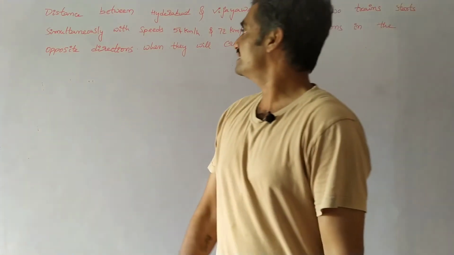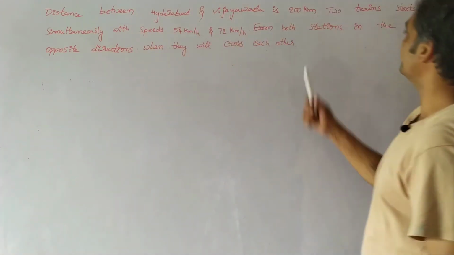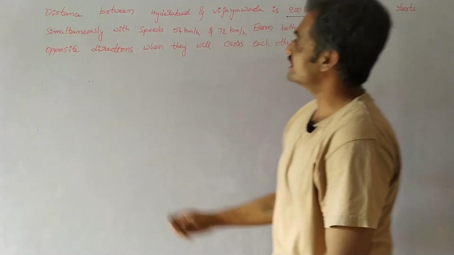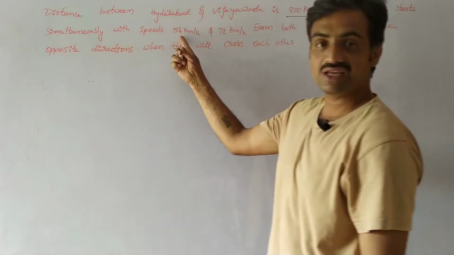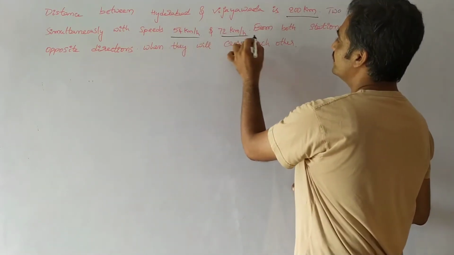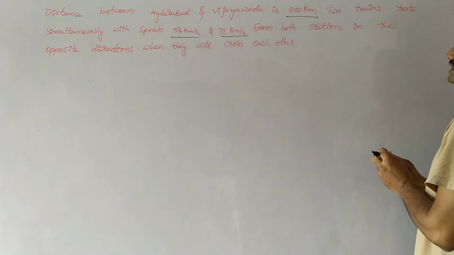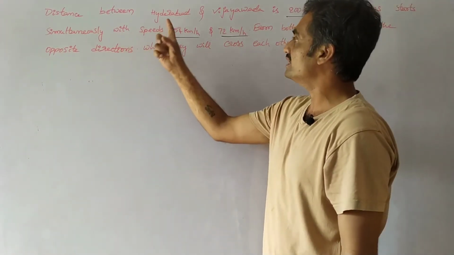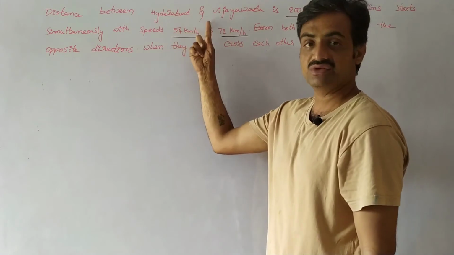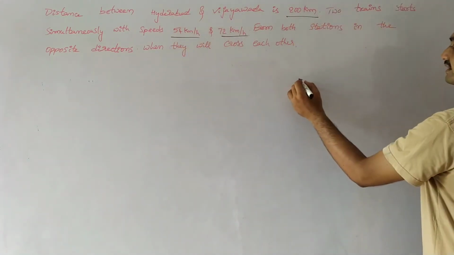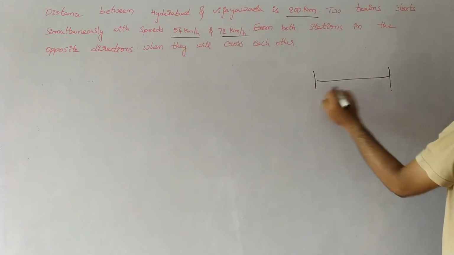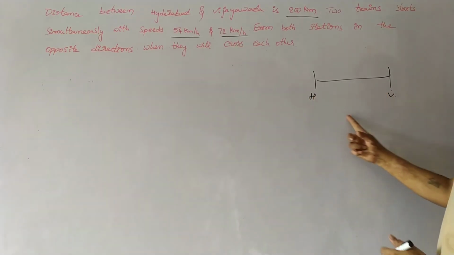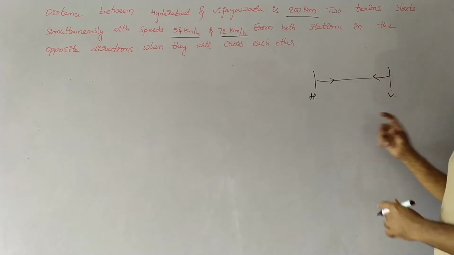The next problem: the distance between Hyderabad and Vijayawada is 200 kilometers. Two trains start simultaneously with speeds of 54 kmph and 72 kmph from both stations in opposite directions. Observe that the two trains have been started from Hyderabad and Vijayawada, traveling in opposite directions. One train started at Hyderabad, another train started at Vijayawada.